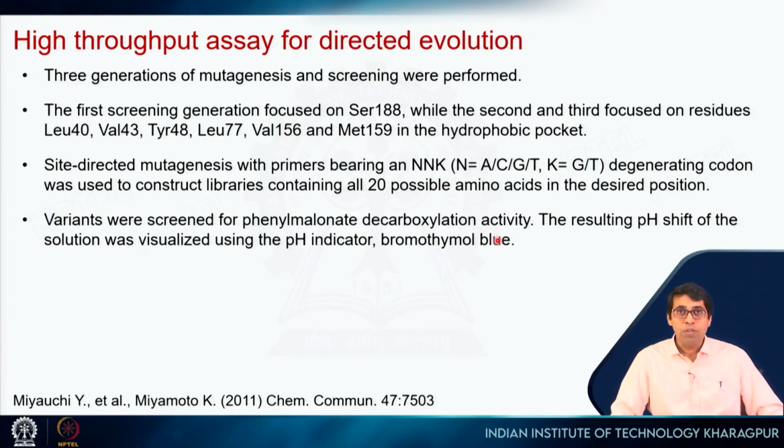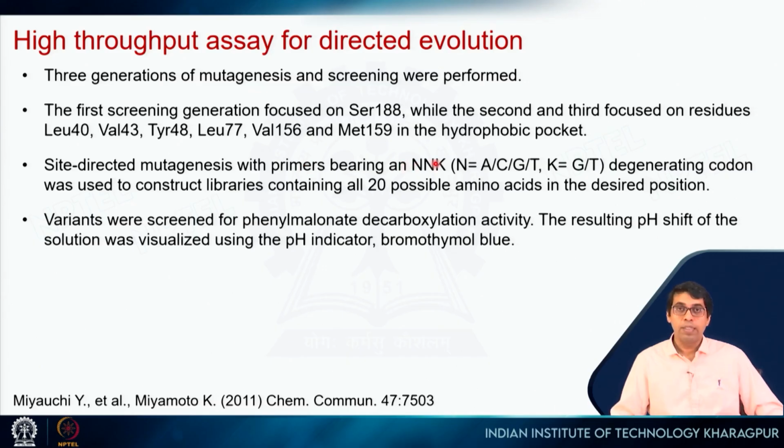So these several rounds of mutations were done to mutate these particular positions. In the first screening, serine was mutated, and in the second, these were mutated. So how do you mutate to all possible amino acids? That is done by designing primers which have NK.